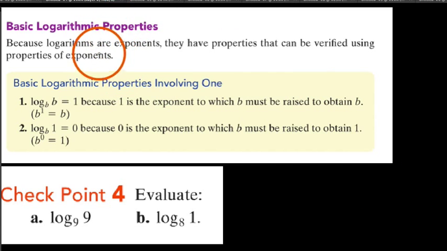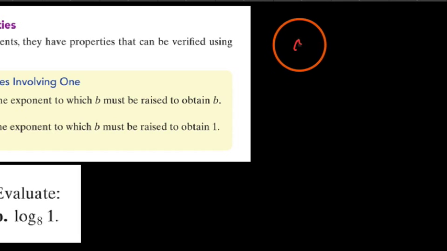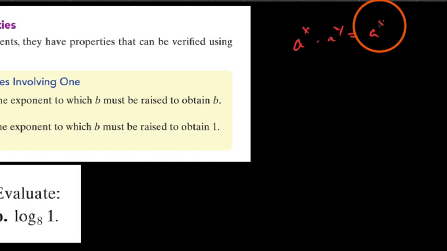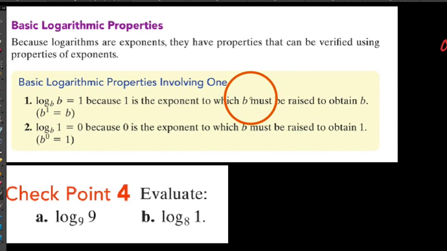So let's look at a couple of really basic logarithmic properties. Because logarithms are exponents, they have properties that can be verified using properties of exponents. We've seen properties of exponents before, like a to the x times a to the y. Two things multiplied together with the same base, you add the exponents: a to the x plus y. This is a property of exponents. So those kind of things apply here with logs, since a logarithm is an exponent.